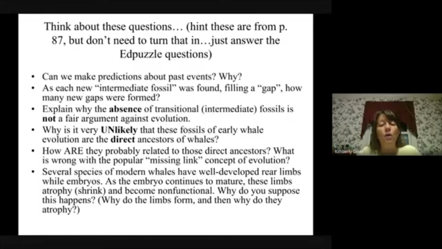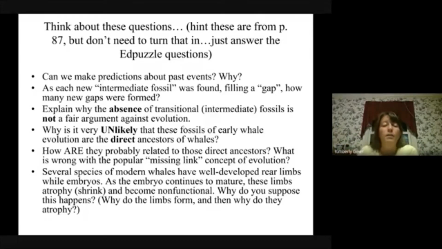I already answered the next question. How are they probably related to those direct ancestors? They're probably cousins. So what's wrong with that missing link concept of evolution? That, oh, if we could just find every link in the chain, it's because it's not even a chain. It's a tree. So evolution is really the tree of life and not an orderly step-by-step lineage.